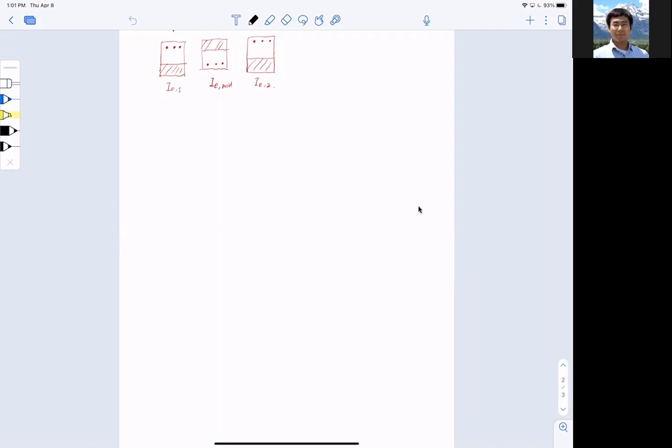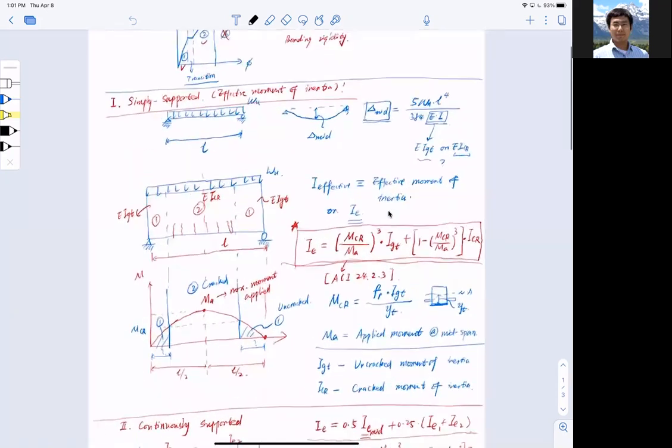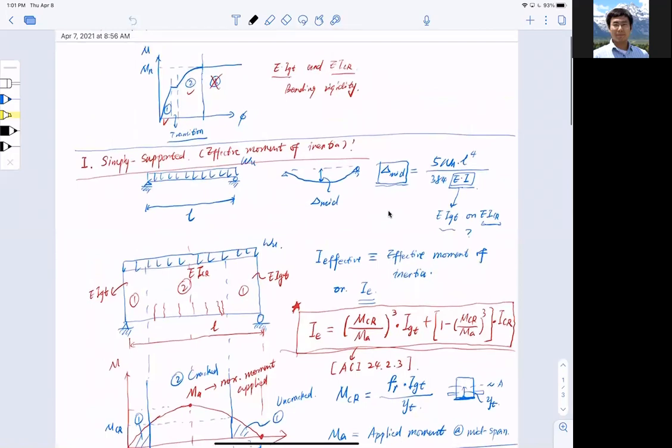I'm trying to make this lecture today short because it's really just an example. First of all, a quick review of what we have learned last time. We said there are different stages when the beam undergoes bending moment: the beginning stage, elastic, then a little bit of transition plateau, and then the second stage, which is the cracked elastic.